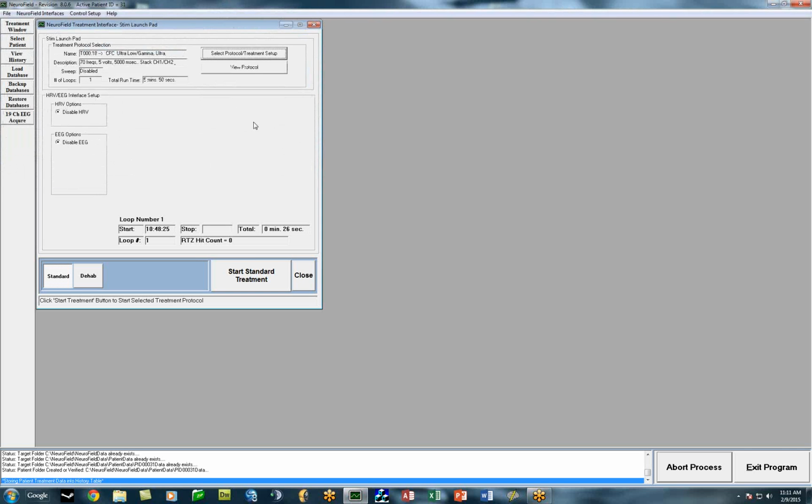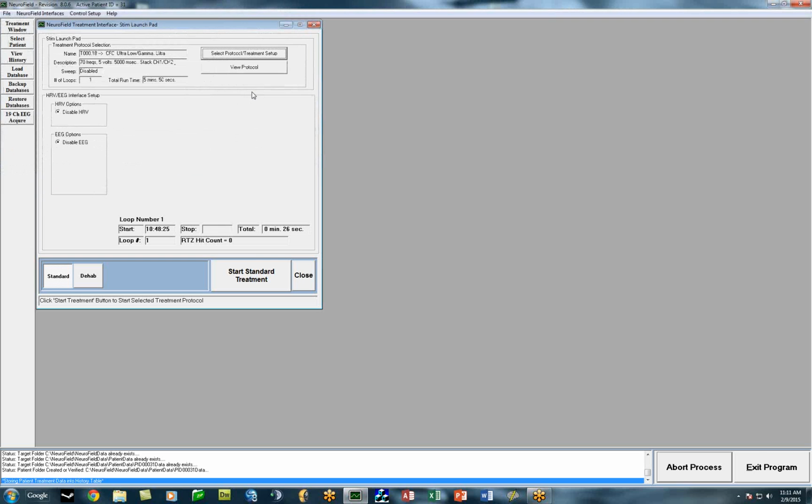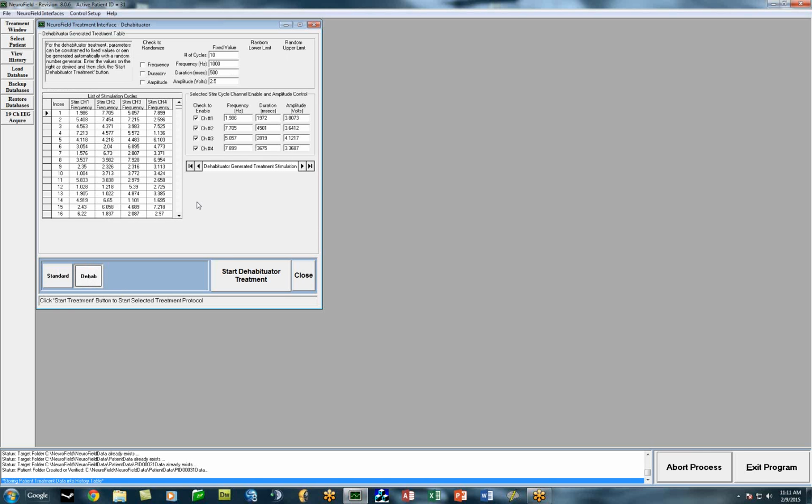One of the other things that we're doing here is, now if you notice here it says enable multi-stim broadcast. When you click on this, this enables your second X3000 that's connected to the system to activate. So in that way you can run two of them. And this is what we call the octopus. And so if I enable this and close it, and I have four sets of stack coils going, you can actually run stack coils using the dehabituator.